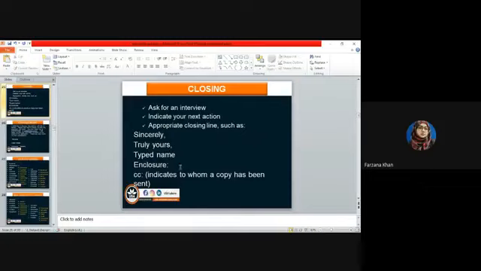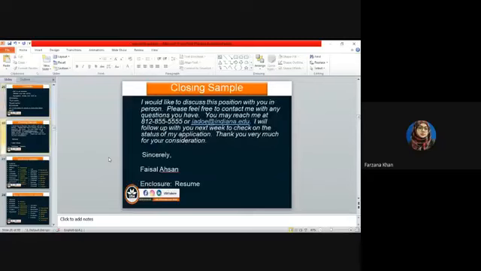But in case you are going to send your cover letter at the same time to another person, meaning it is also required to send the cover letter to the head and then to the HR person, then you can CC here that it has been sent to these persons. But if you are going to send it only to one person, there is no need to CC. You will just mention enclosure and the resume. The closing sample is here.